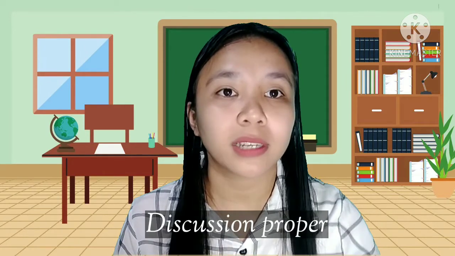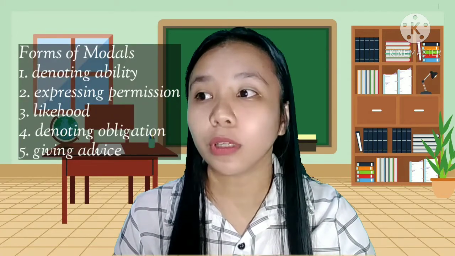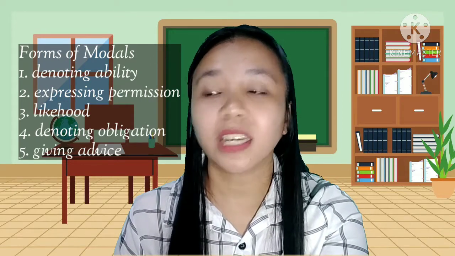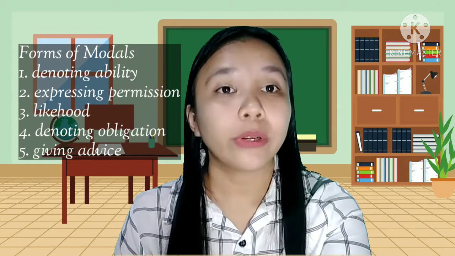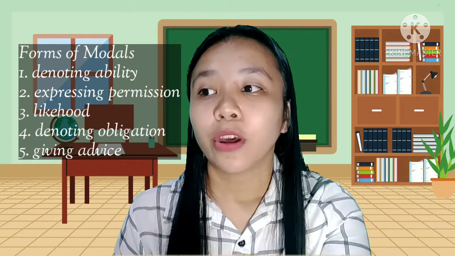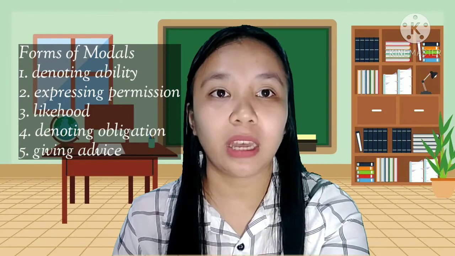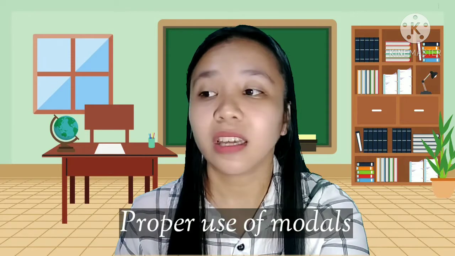After that activity, the teacher will now have the discussion proper by using the text from the Three Musketeers in discussing the forms of modals. So there are 5 forms of modals. First is the modal denoting ability. Second, the modal expressing permission. Third, modals for likelihood. Fourth, modals denoting obligation. And fifth, modals for giving advice. So there is also a correct way of using the modals.